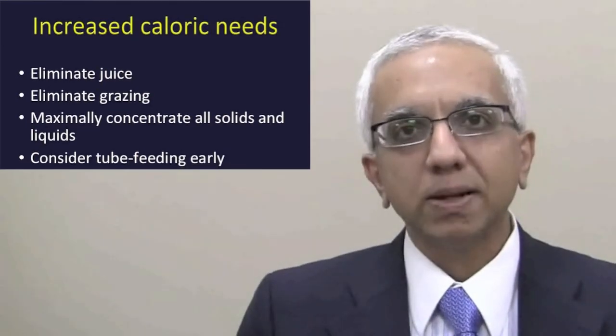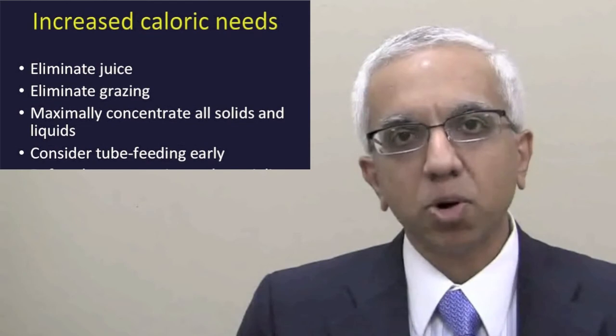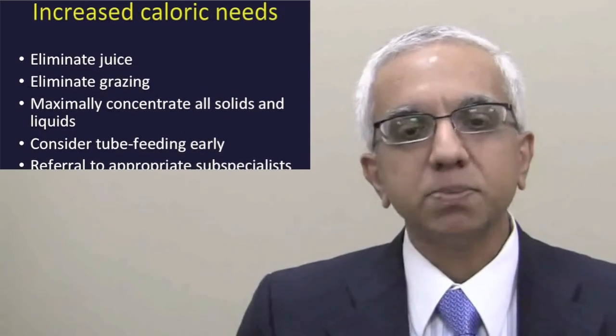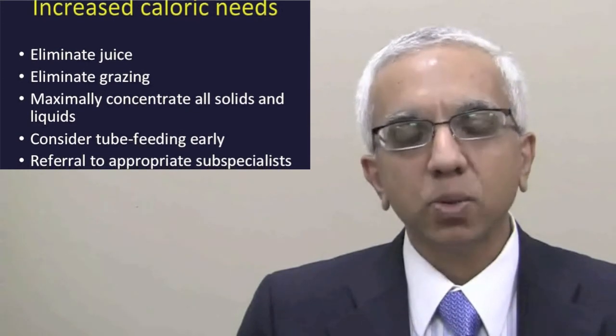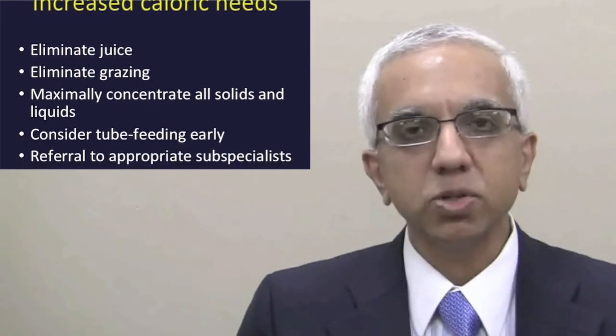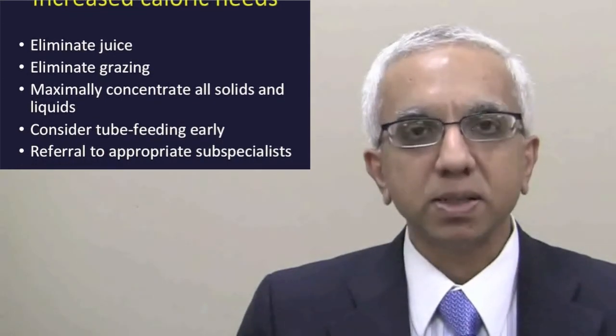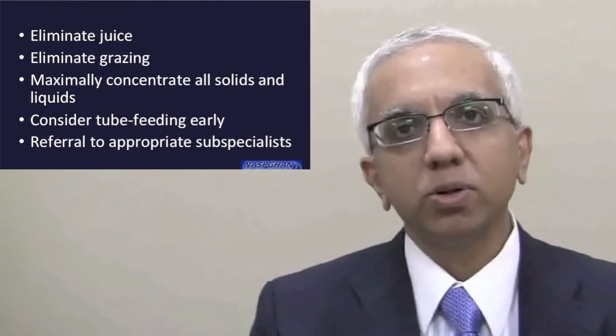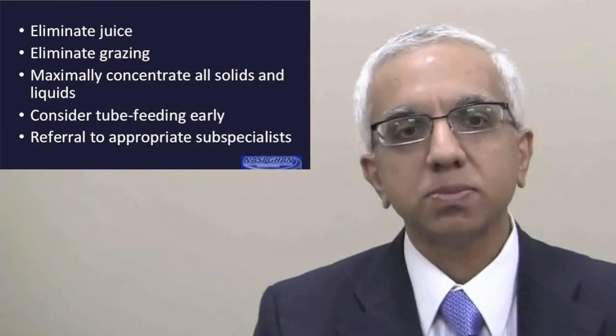Even in children with increased calorie needs, it is important to eliminate juice and grazing. You need to maximally concentrate all solids and liquids so that they're able to consume maximal calories in the smallest volume. Consider tube feeding early, and referral to the appropriate subspecialist.